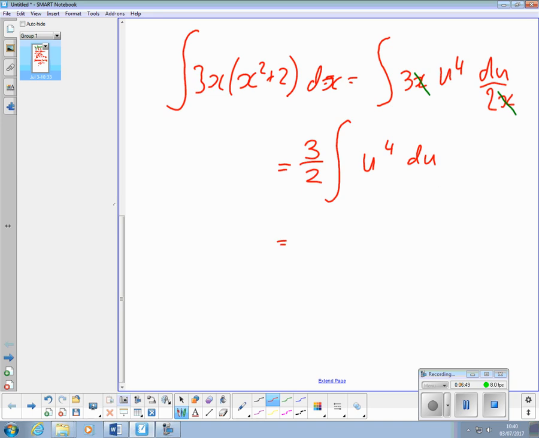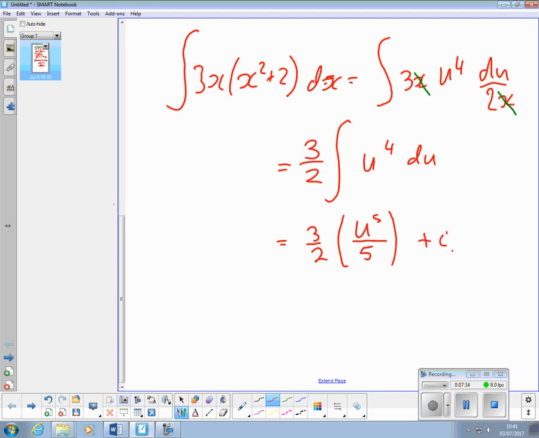So now we integrate. How do we integrate u to the 4? Someone said it earlier, for differentiation. No, not quite. We add 1 to the index, so that's 3 over 2. You've got to keep that, right? Brackets, u to the 5, add 1 to the index, and divide by the new index. One more thing to add on there. Plus c, constant of integration.